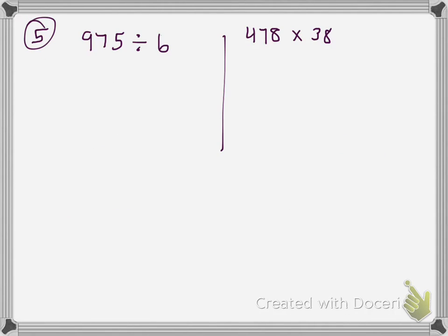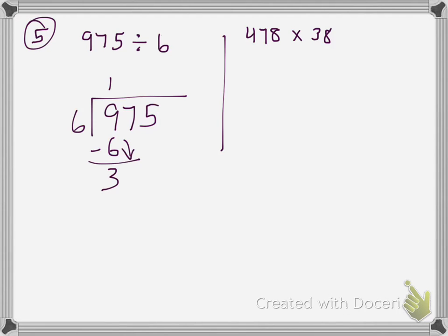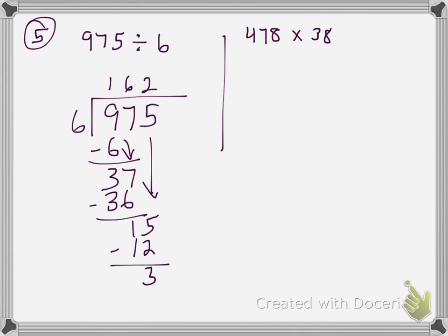And number 5, we have 975 divided by 6. So my 975 will be in the house. I'm dividing this by 6. Does 6 go into 9? Yes, one time, which would be 6. I can subtract, get 3, bring down the 7. Does 6 go into 37? Yes, it would go 6 times, which is 36. Subtract 1, bring down the 5. Does 6 go into 15? Yes, it'll go 2 times, which would be 12. I'll subtract and get 3.